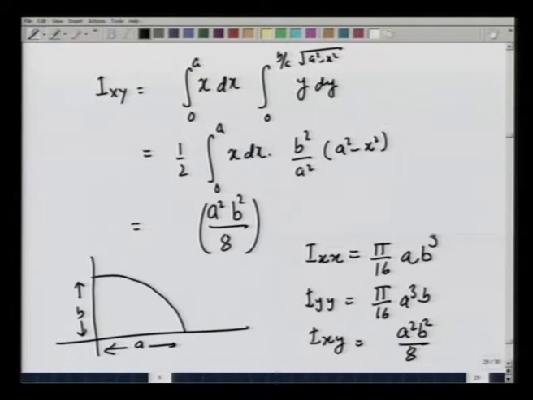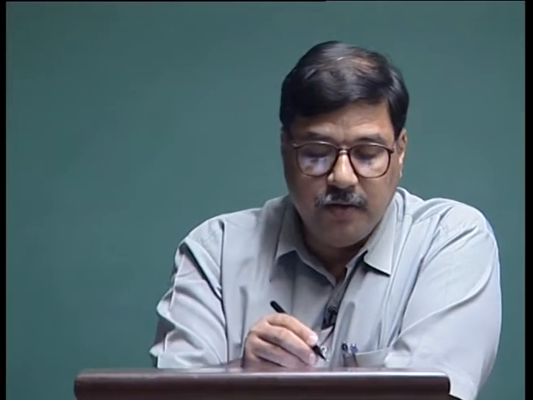I will now leave it for you as an easy exercise to calculate I_xx and I_yy, that is the second moment of area with respect to the x and y axes, for the entire ellipse, and also show that I_xy for the entire ellipse is going to be 0 because of the symmetry between the x and y axes.